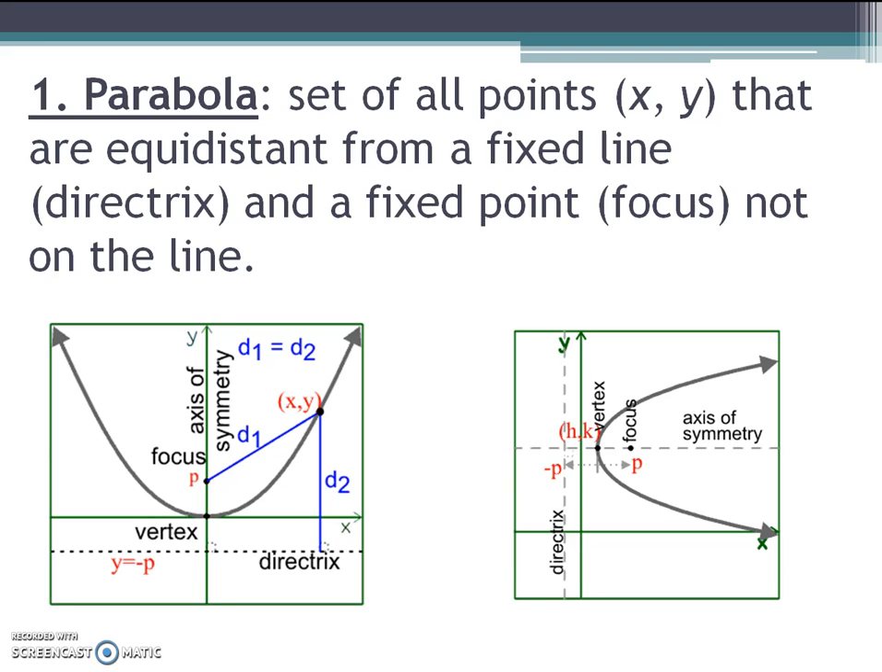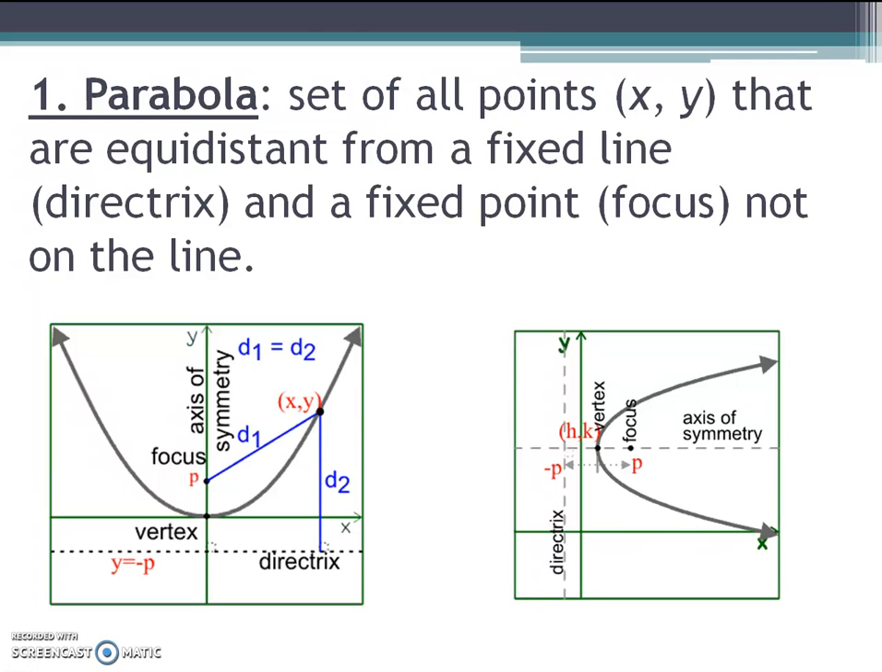But as you can see, there's a lot going on when it comes to the graph of a parabola. It lays out here in text the definition of parabola that I gave in the previous slide. It's a set of all points that are equidistant from that fixed line called the directrix and the focus, which is some fixed point. It gets that basic parabolic shape going on. And so you see some things here, y equals negative p and x and y and d1, d2, all that kind of stuff.